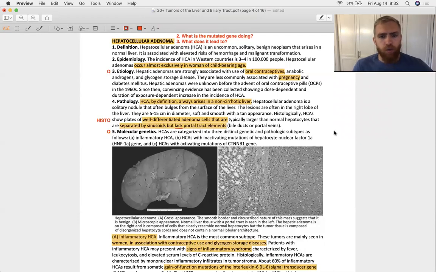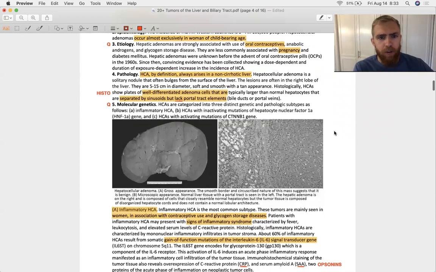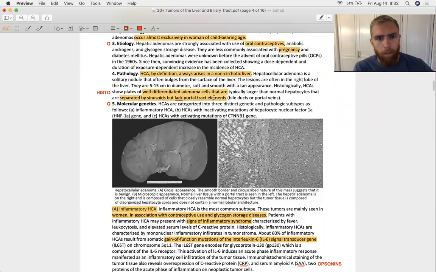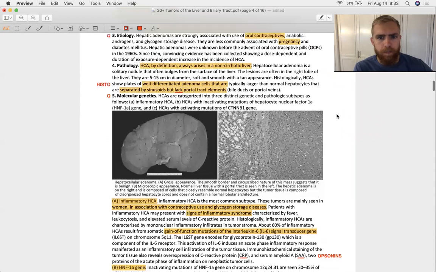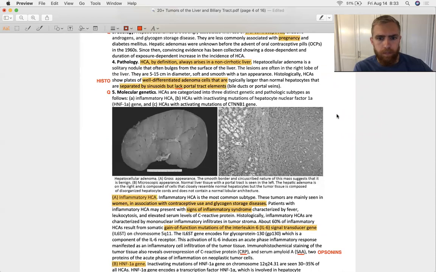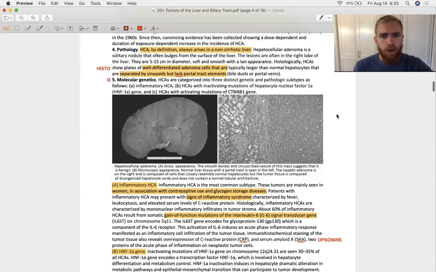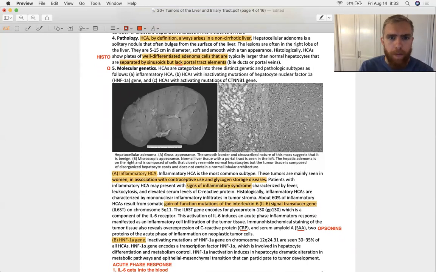So your histology shows well-differentiated adenoma cells, separated by sinusoids but lacking portal tract elements. And so your portal tract, your portal triad, contains your portal venule, your hepatic arteriole, and your bile ductules. And you've got small portal triads and large portal triads, and your small ones empty into your large ones, essentially. And so blood's going forward through the portal triad, and bile is going backward through the portal triad out the bottom of the liver. A couple of mutations involved with hepatocellular adenoma.